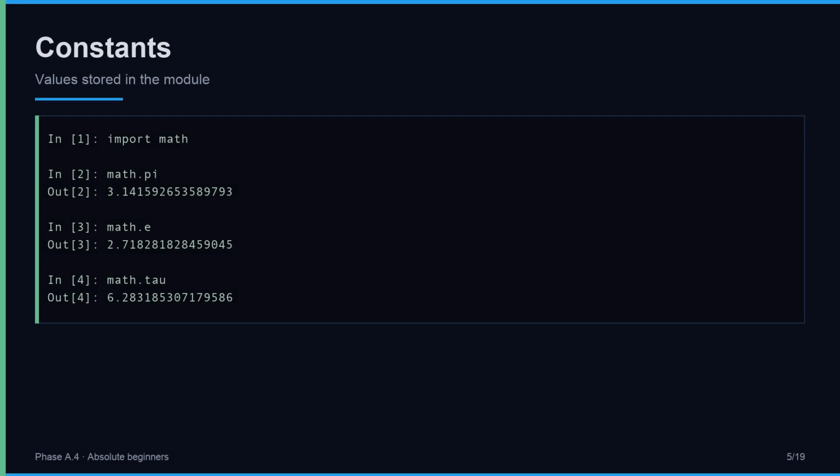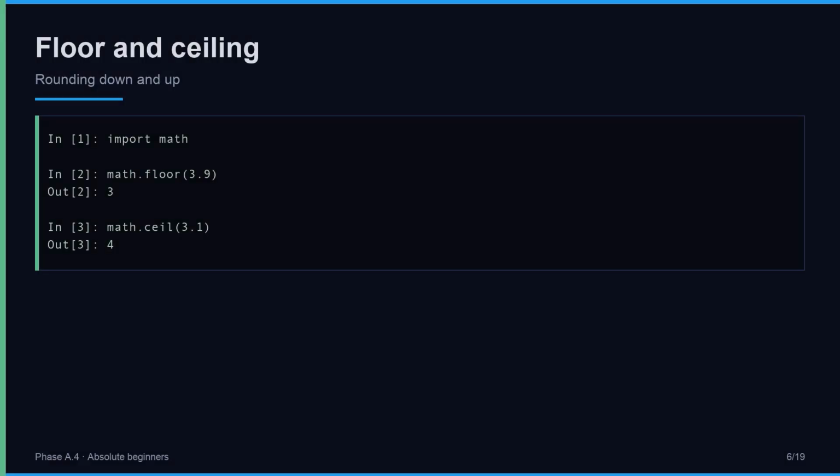A module can hold values, not just functions. Math.pi is the number pi to many digits. Math.e is Euler's number. Math.tau is 2 times pi. These are called constants, fixed values the module shares with you. You use them without parentheses because they are values, not calls. Math.pi is a number, math.sqrt is a function. No parentheses means it is a value, parentheses means you are calling.